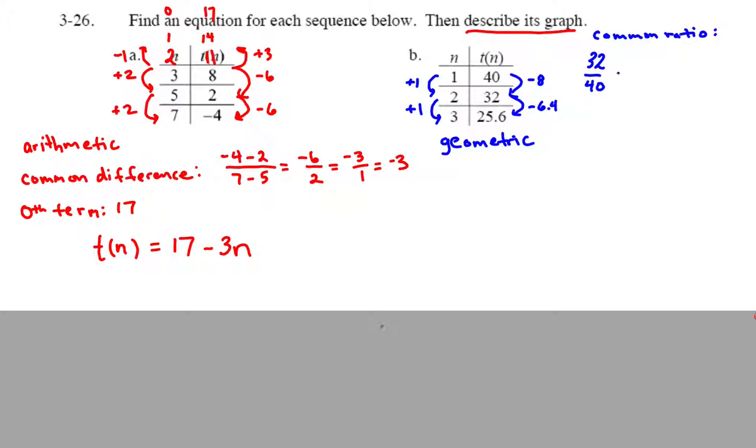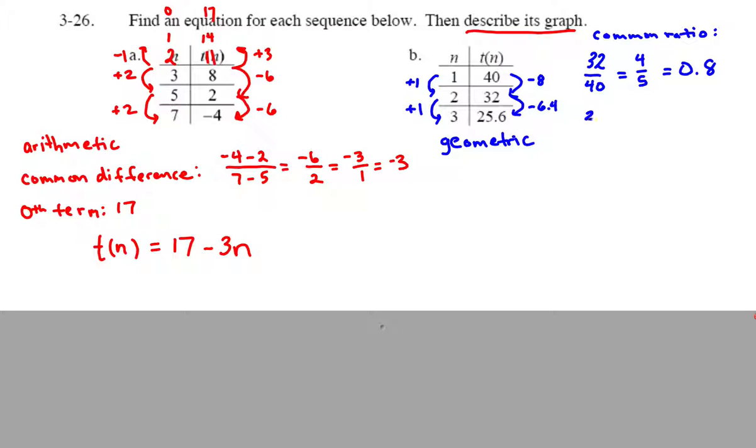So the common ratio, when we do 32 divided by 40, well, that fraction reduces to 4/5, which is the same thing as 0.8 if you're a decimal person. And if we take the ratio of 25.6 to 32 and it's the same thing, we know that we have this geometric sequence.